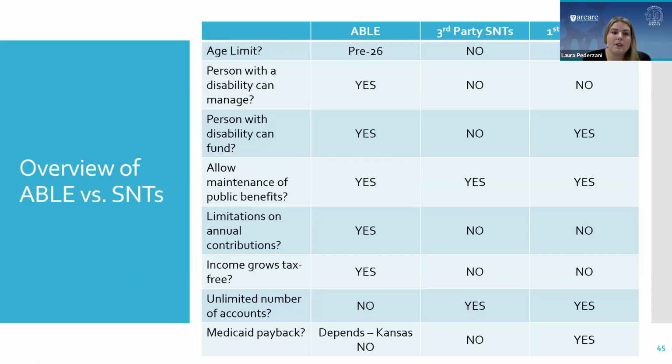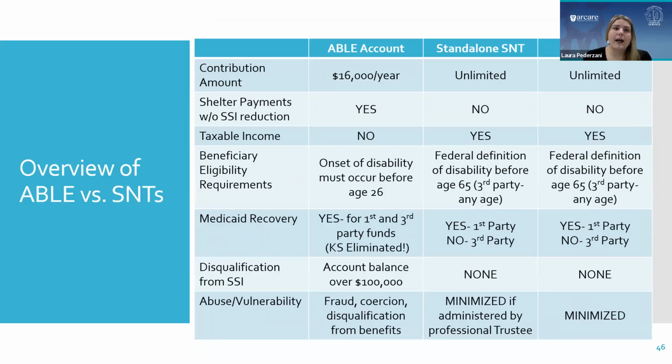So Medicaid payback, again, this is a biggie. For ABLE accounts in Kansas, no. There is no Medicaid payback, just like third party trusts. For first party trust, whether it's private or pooled, Medicaid payback would attach to that. Contribution amounts, limits, we've talked about that $16,000 a year plus the $12,060 if they have earned income. The shelter payments without SSI reduction. And then we've talked about Medicaid recovery, the SSI disqualification. ABLE account is the only one where you might run the risk of disqualification, but again, it's simply a suspension until that account reaches below that $100,000 again.